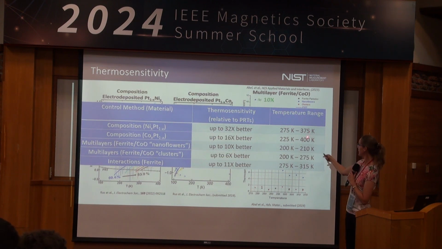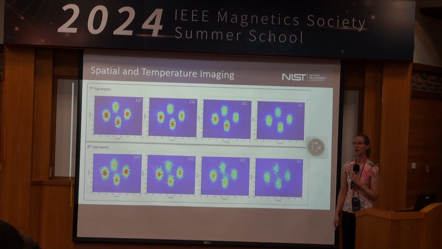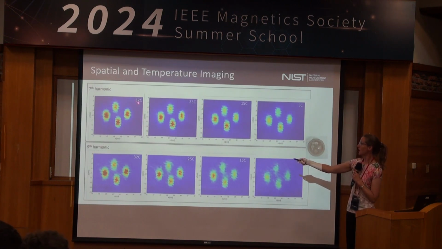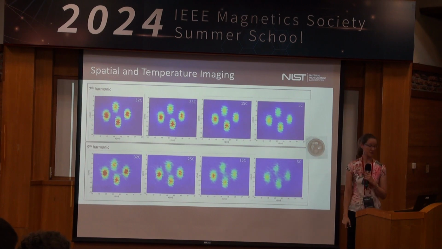If we go to cobalt platinum, we can expand our temperature range. But in practice, we've been doing a lot of work with our interacting ferrites. And this is just to demonstrate that you can actually do it. So this is temperature measurements at a variety of temperatures, and you can clearly see the change in the signal that you get off of this.